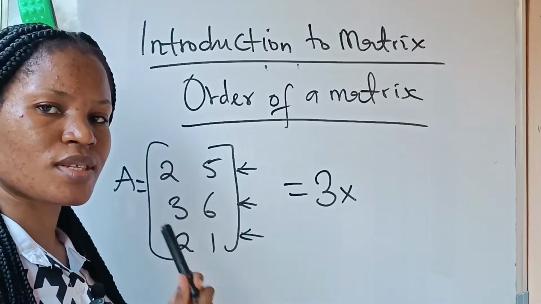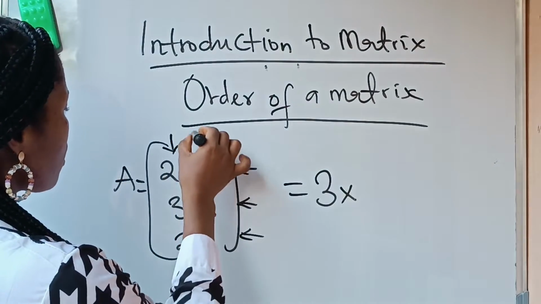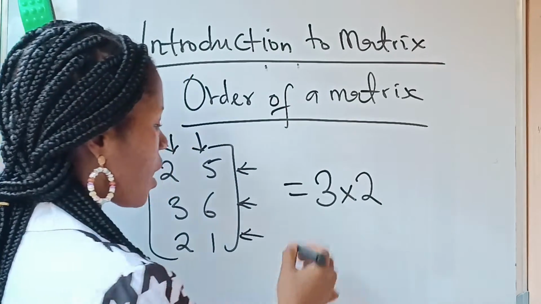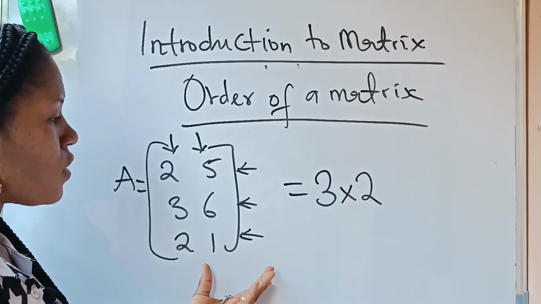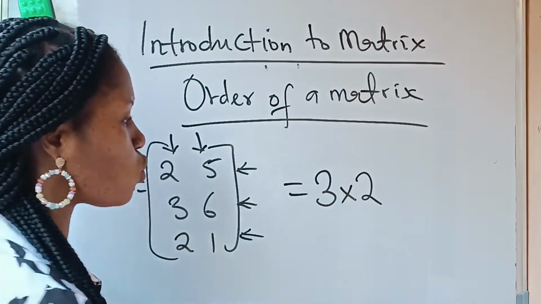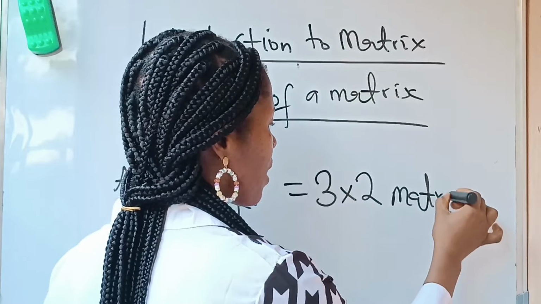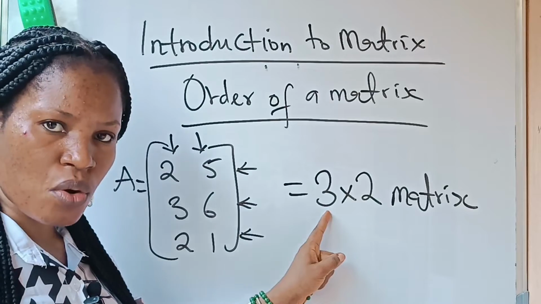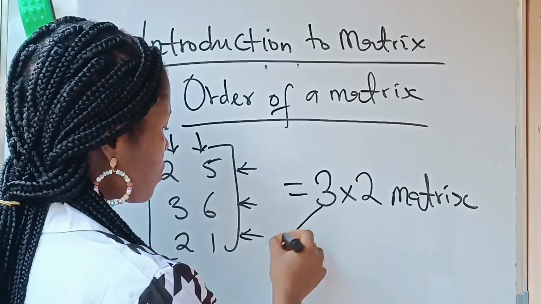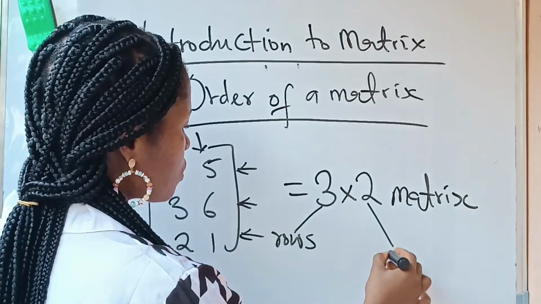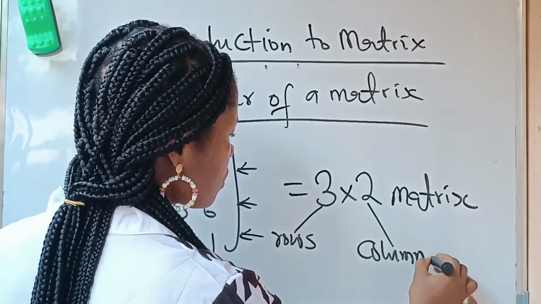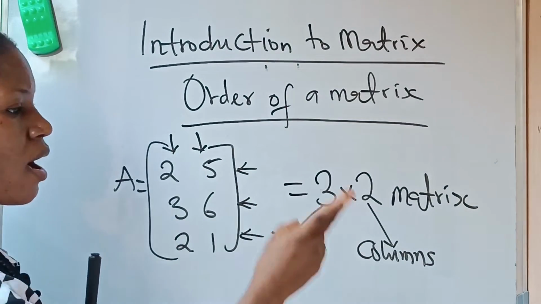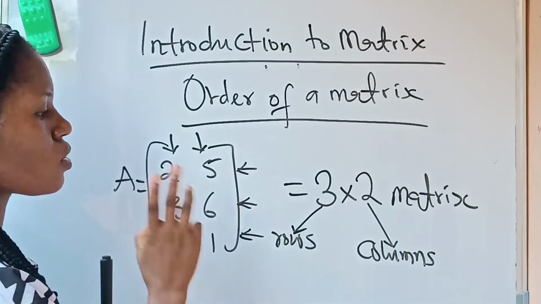Now, how many columns does this matrix have? It has 1, 2. Only 2 vertical arrangements. So these 2 will be here. It means that the order of this matrix is a 3 by 2 matrix. Anybody that sees this will know that this matrix has 3 rows and 2 columns. Do you understand? We have 3 rows, 1, 2, 3, and we have 2 columns, 1, 2.